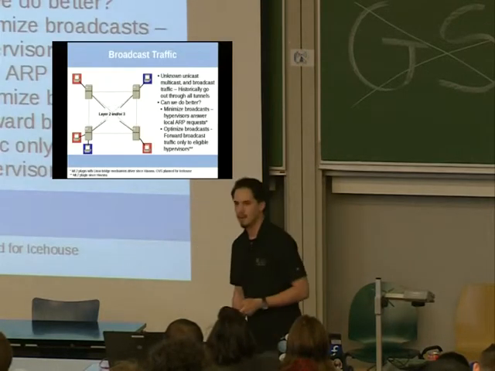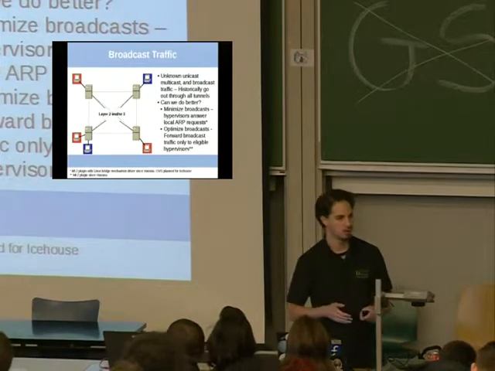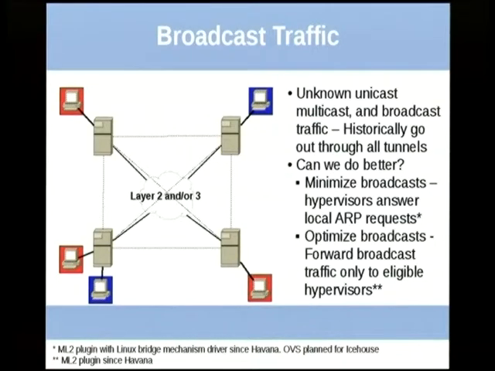Right. So we talked about unicast traffic. We talked about learning, and how we know which compute node is hosting the VM that I want to talk to. Now let's talk about broadcast traffic, because broadcast traffic is kind of different. Maybe we want to optimize some stuff there.